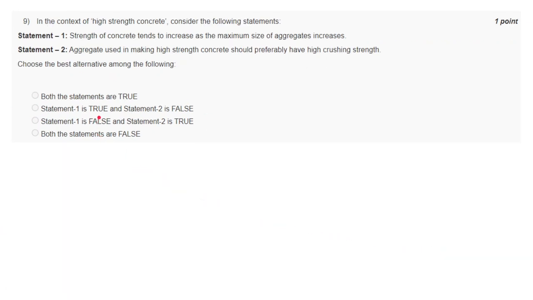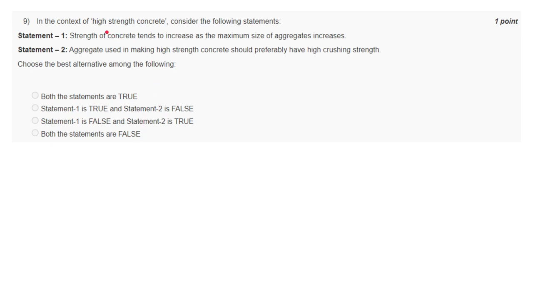Ninth question. In the context of high strength concrete, consider the following statements. Statement 1, strength of concrete tends to increase as the maximum size of aggregates increases. Statement 2, aggregates used in making high strength concrete should preferably have high crushing strength. Choose the best alternative among the following. Both the statements are true. Statement 1 is true and 2 is false. Statement 1 is false and 2 is true. Both the statements are false.